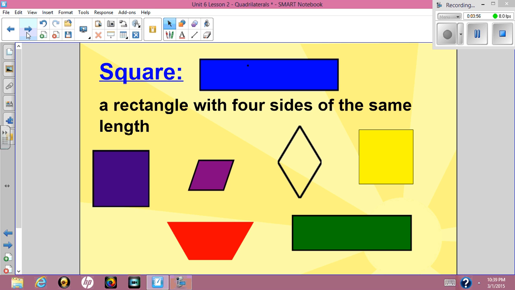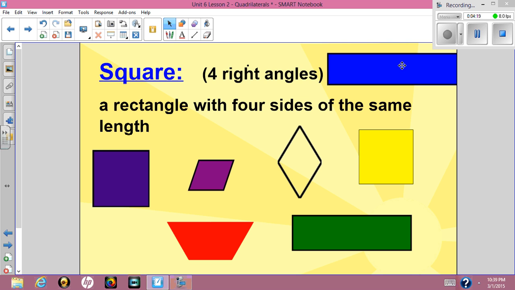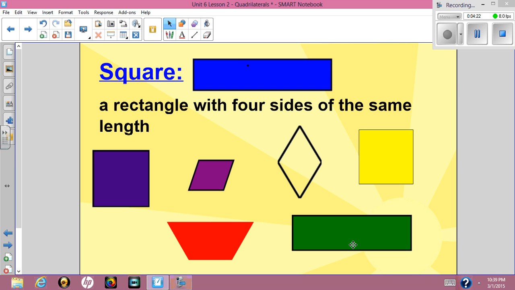Now let's look at a square. A square has the same attributes as a parallelogram and a rectangle with another exception. It has the attributes of a rectangle with 4 sides of the same length. Now here is the definition of this rectangle. Here is a rectangle, 2 parallel sides, 4 right angles, but are these of equal length, each of them the same length? No. The only ones that fit in that category are the squares.